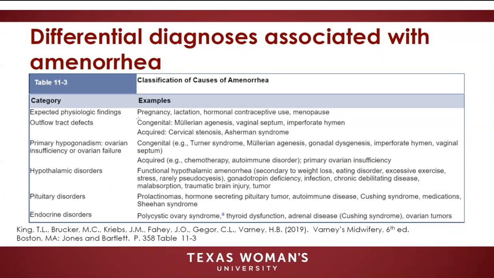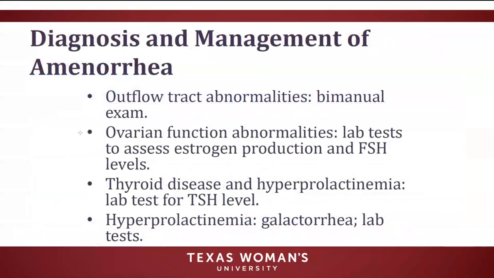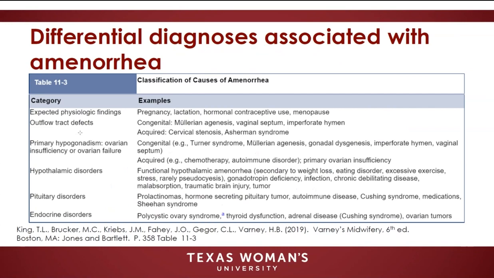Here's a list of differential diagnoses associated with amenorrhea. Okay, so now we're going to go back to, sorry, if I didn't say that specifically, this is diagnosis and management of amenorrhea. Amenorrhea means no menses. That can be for a month. Let's say she skipped a menstrual period and she's here to see you because she hasn't started her second one, or she just missed one. Maybe she's never had one. Maybe she hasn't had one for months and months. So you're going to see that presentation for all sorts of different reasons.